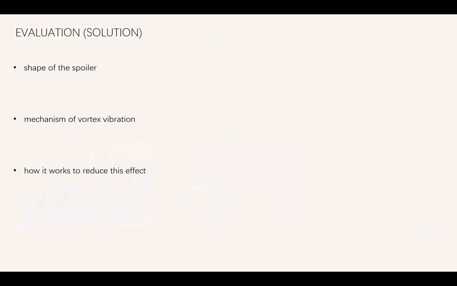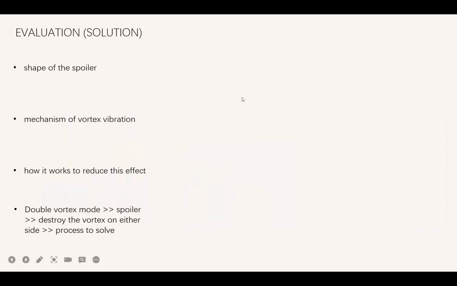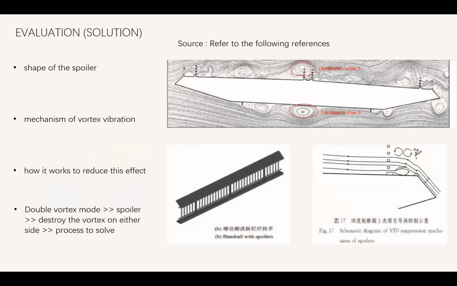Furthermore, we have extended our research and done some evaluation on how to improve the bridge's stability. And you can see the up and down vibrations are basically caused by the dominant vortex A on the upper side and the dominant vortex B on the lower side of the bridge, which causes it to vibrate up and down.